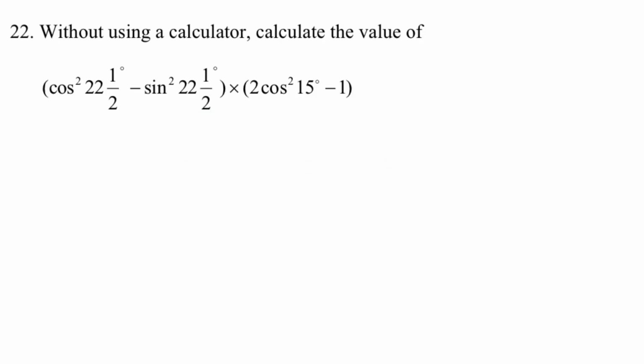Question number 22. Without using a calculator, calculate the value of. Again, this is a very easy question. You have to see and realize that this is cos 2a. Cos 2a, so we can write it as cos 2 times a. What is the a in this case? 22.5.